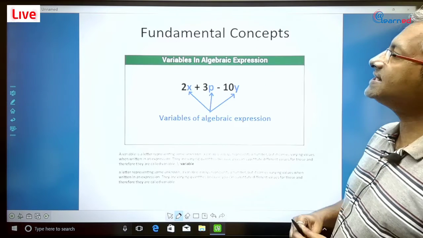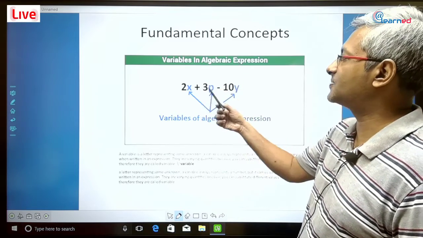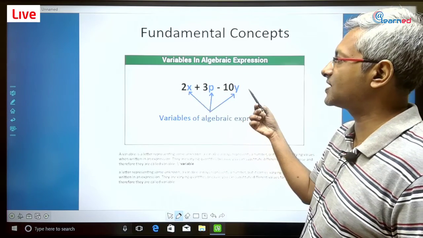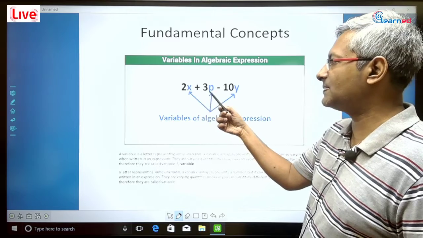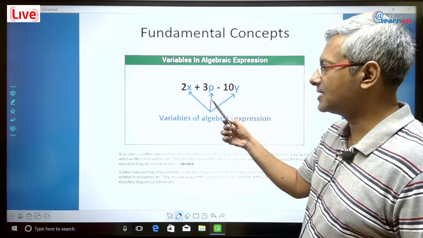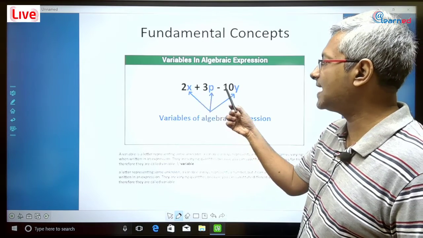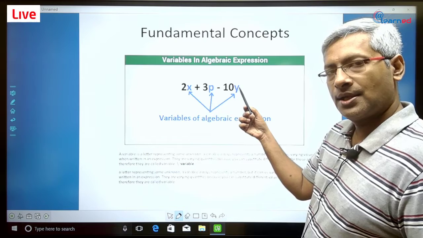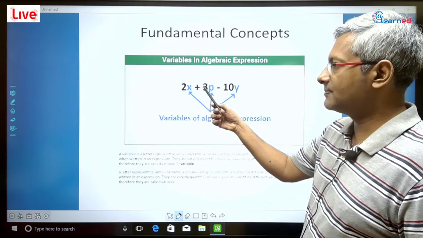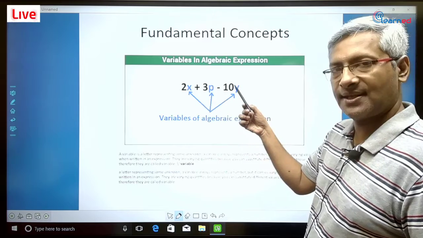Now, these are the variables, as I said. Variables in an algebraic expression. This whole thing is an expression. 3p. And over here, these are the variables p and y. What are these variables?